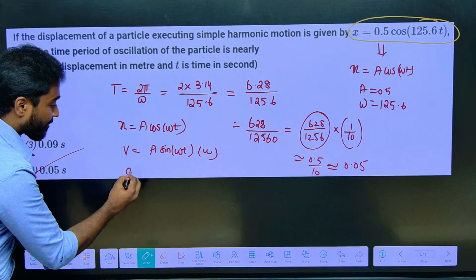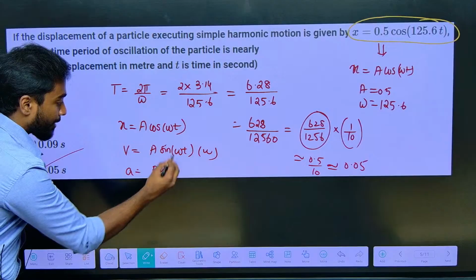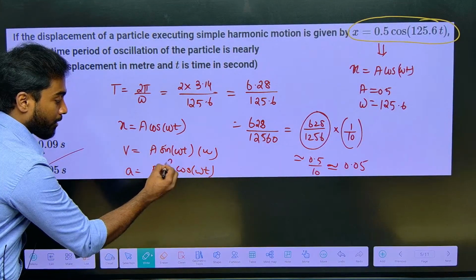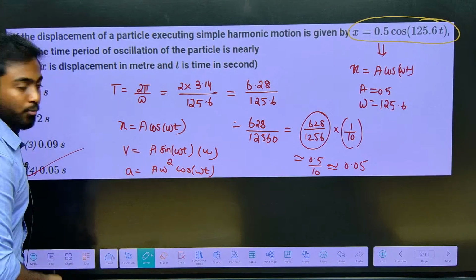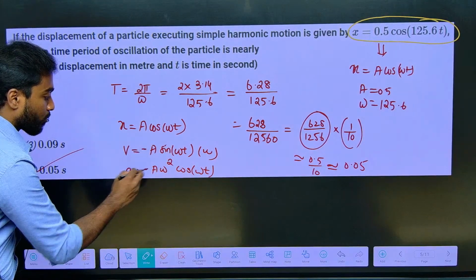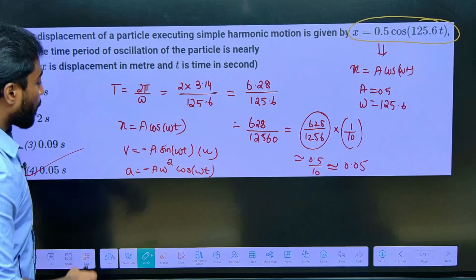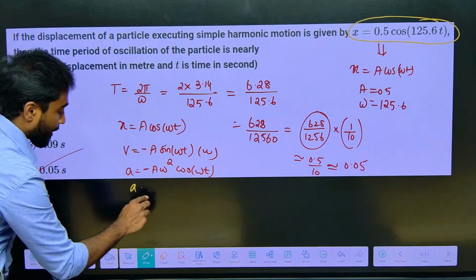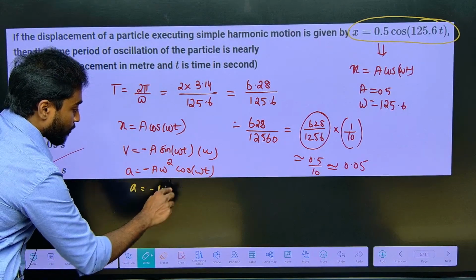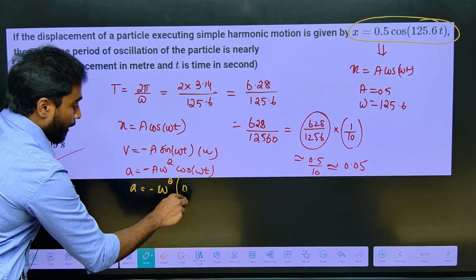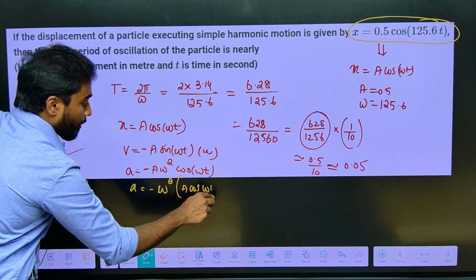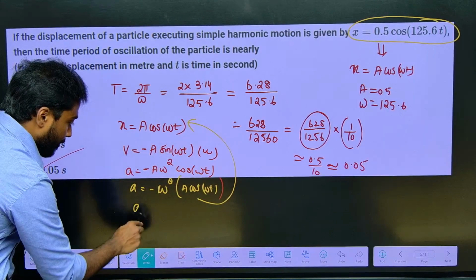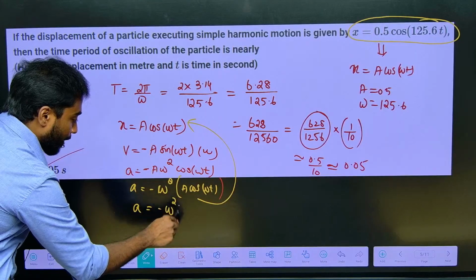Next, acceleration. I will keep a omega as it is. Again, sin will become cos of omega t, and again the omega will be there. So that is omega square, and this is minus and this is also minus, right? Now if you look at this equation, I will rewrite this. a equals minus omega square into a cos of omega t. Is this looking like the first one, x? Yes. So a will be equal to minus omega square into x.